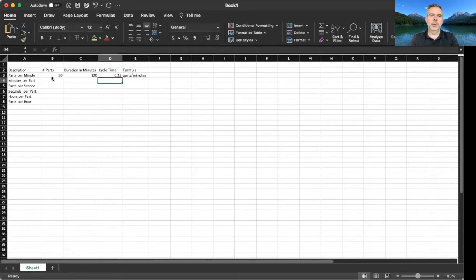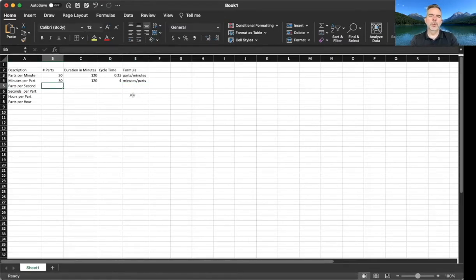Okay. Let's do the same thing, but let's look at minutes per part. So let's say we have 30 parts, and it takes us 120 minutes to make those 30 parts. So how many minutes does it take to make an individual part? So it's 120 divided by the number of parts. 4, right? So in this case, it's minutes divided by parts. You've seen a pattern here? You can almost take that divide sign and substitute the word per, and you have the formula.